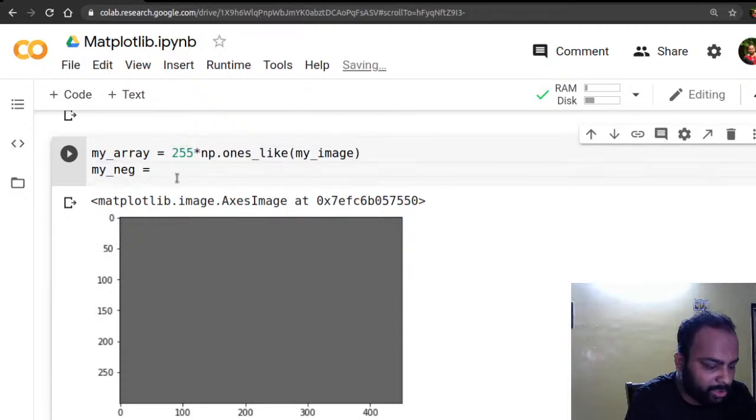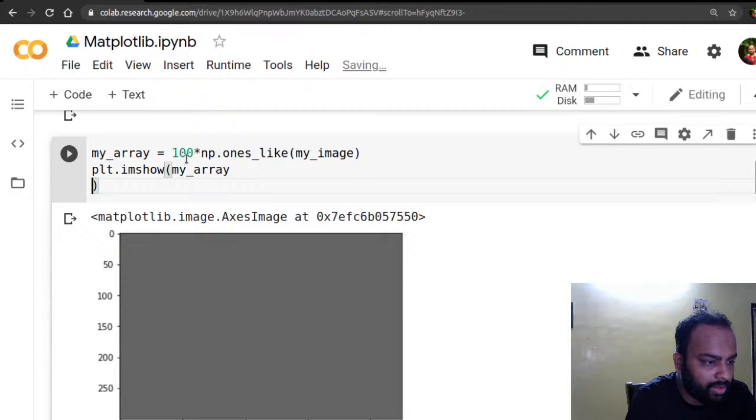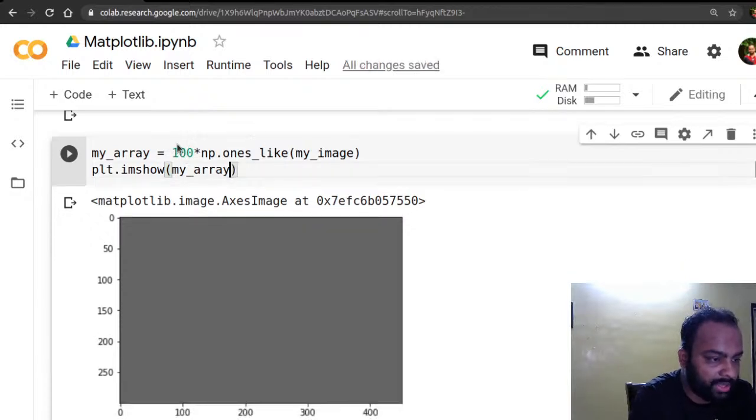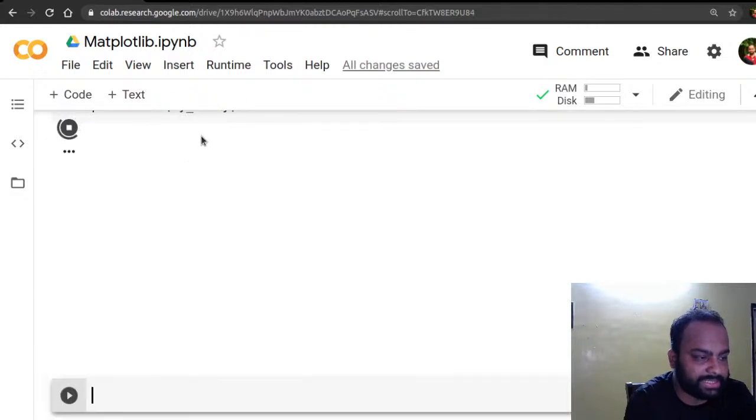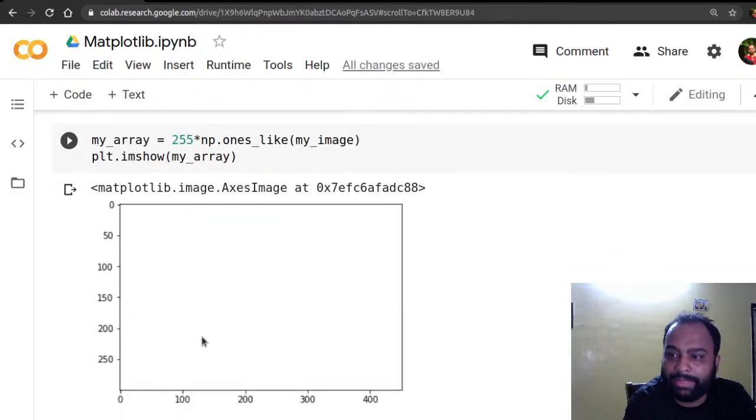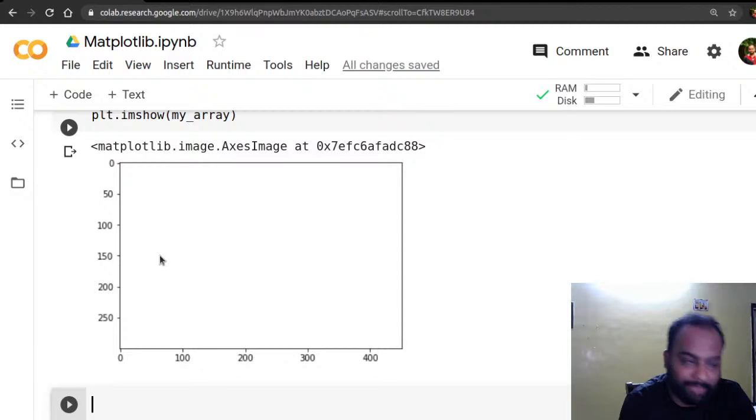Okay, let me just show you that. So it's a complete white image. So all the pixels are 255. So all the pixels are bright. So this is a white image. Maybe it might look like there is nothing, but this is a white image.